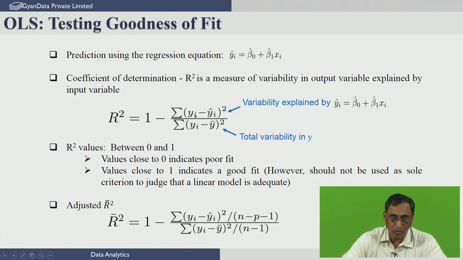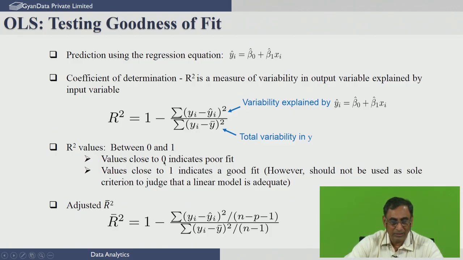If the numerator is approximately equal to the denominator, then the ratio is 1 and r squared will be close to 0. The implication of this is xi has very little impact on explaining y, and probably there is no relationship between y and x. If on the other hand the numerator is close to 0 and you get r squared close to 1, it implies that xi can explain the variation in yi, which means there is a strong relationship between xi and yi.